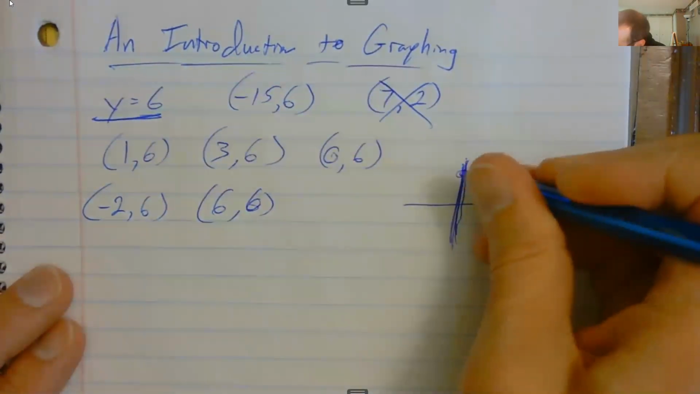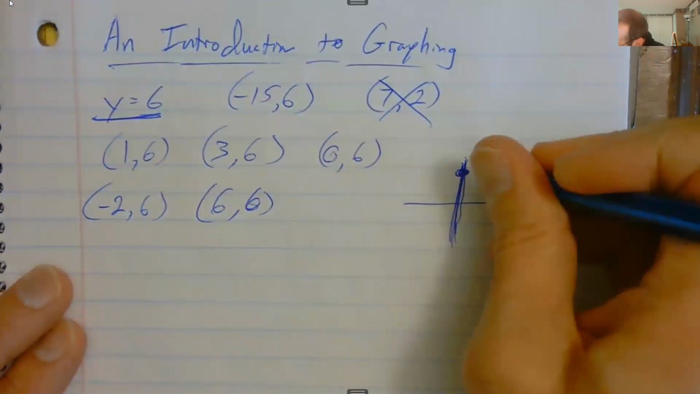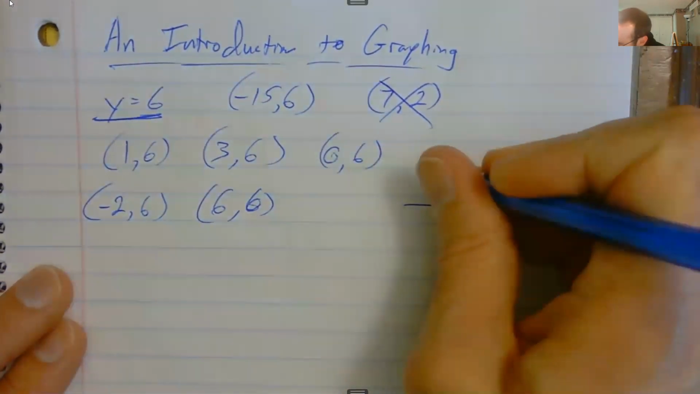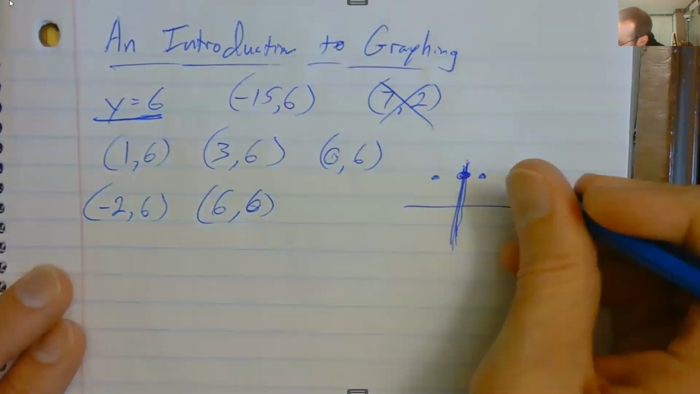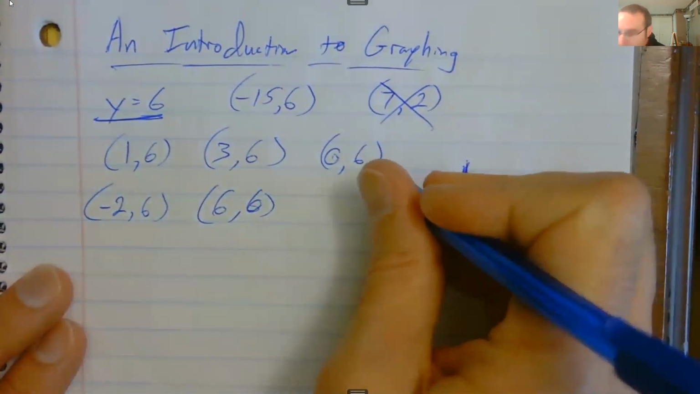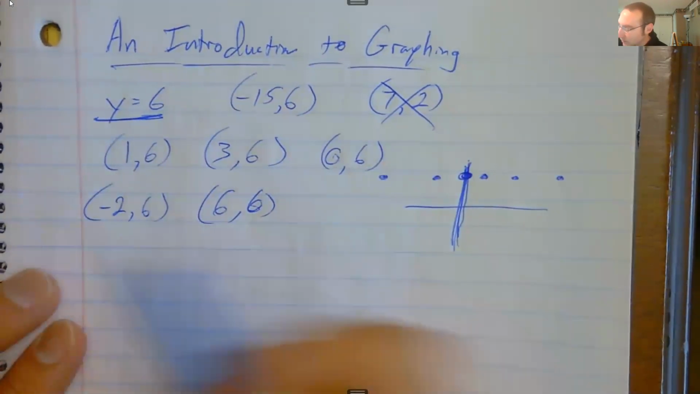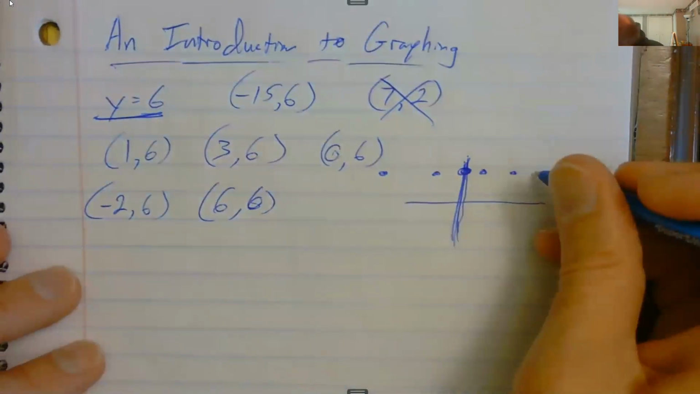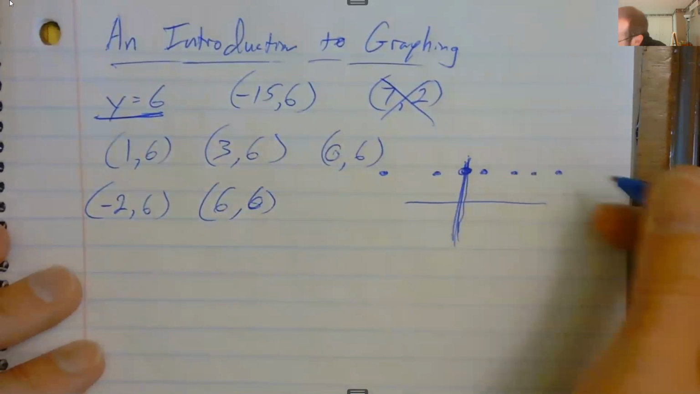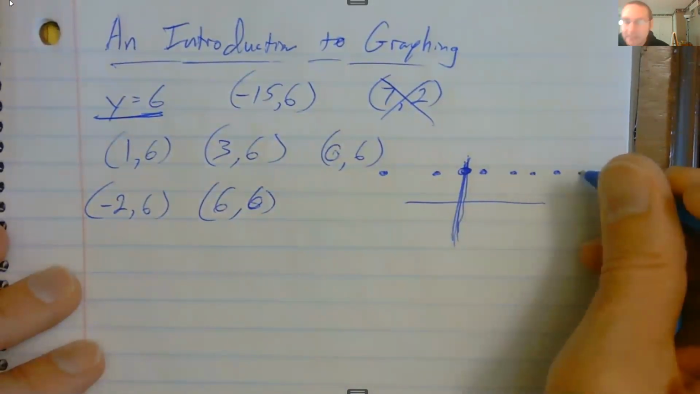Here's 0 comma 6. And here's 1 comma 6. And here's negative 2 comma 6. And here's 6 comma 6. And here's 3 comma 6. And negative 15 comma 6 is way over here. And I think those are a lot of the points that I just named. And after we start plotting all those, I could come up with a whole bunch of other ones. Here's 5.3 comma 6. And here's 10.5 comma 6.